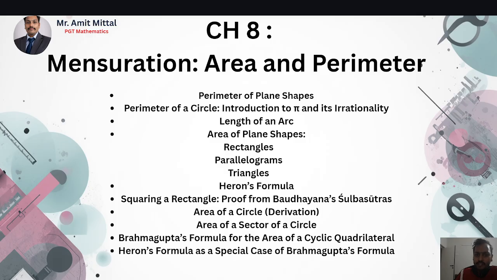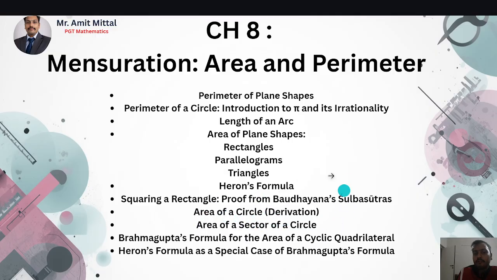And after completing this chapter we will come to chapter number 8, where we are going to discuss mensuration. In this mensuration chapter, so many topics are going to be integrated. We are going to discuss the perimeter of plane shapes. We will discuss the perimeter of a circle by introducing pi and its irrationality. The length of an arc we are going to introduce here itself. We will discuss the area of plane shapes, rectangle, parallelogram, triangle, and for the triangle we are going to discuss the area using Heron's formula too. And then we will discuss the area of a circle.